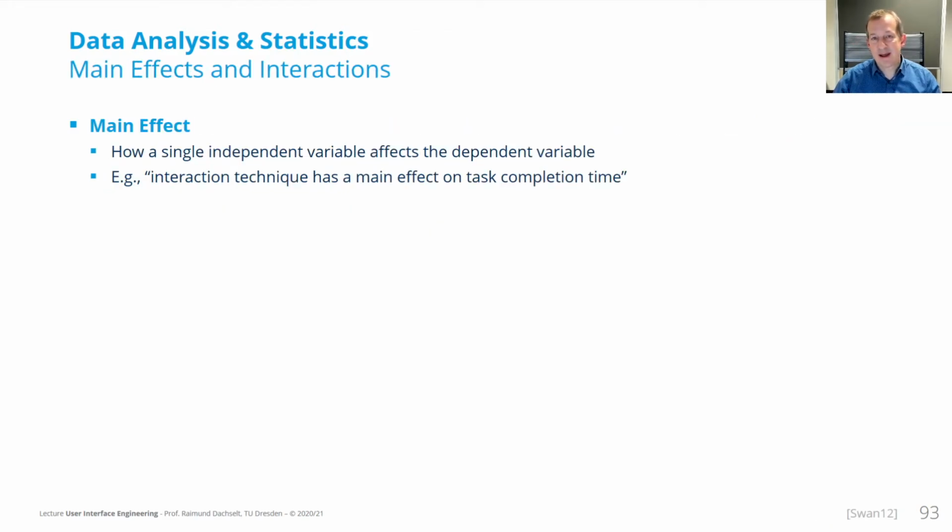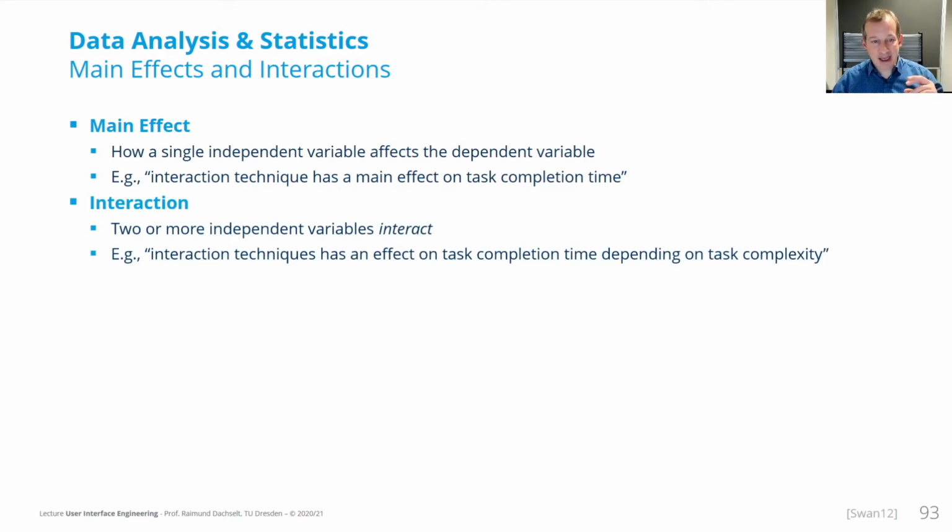And once you did an analysis of variance, you might find out there's a main effect. That means how a single independent variable affects the dependent variable. Say the independent variable is spatial interaction versus touch interaction. The dependent variable would be time, basically, or maybe error rate. Or here, interaction technique has a main effect on the task completion time.